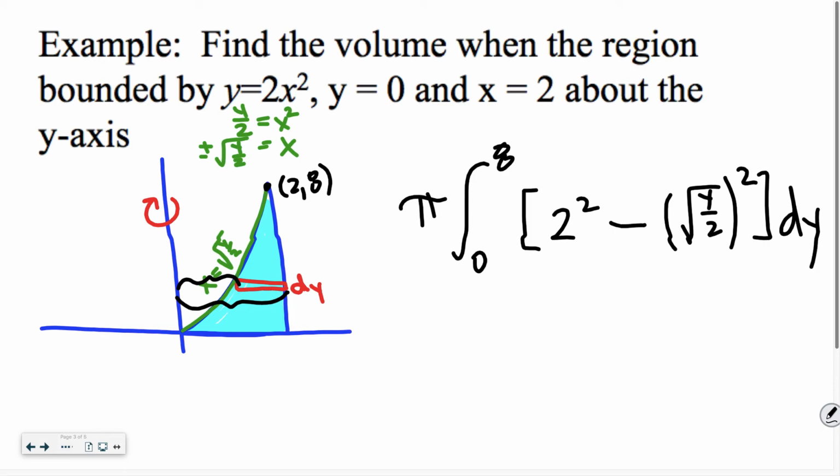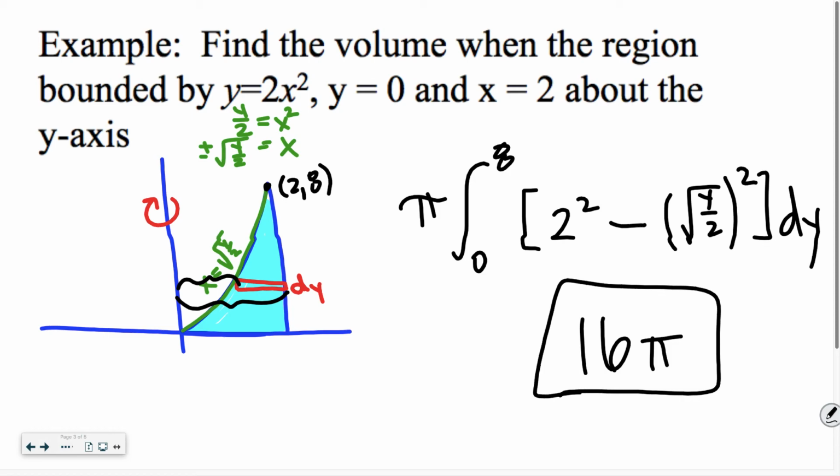Hmm? 16 pi? Where's your calculator? Well, it was like, you did it in your head? Nice. I like it. Okay, 16 pi.